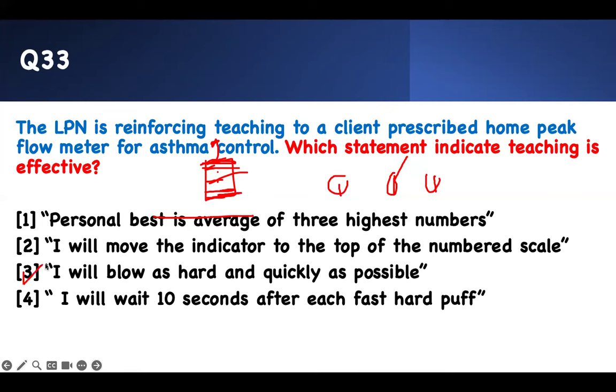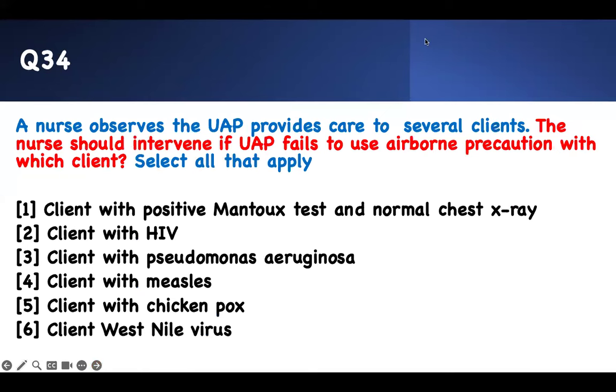"I will wait 10 seconds after each fast, hard cough." 10 seconds is too short. You need 30 seconds. Remember, this is an expiratory problem, so you blow out, not in. You blow what? Out, not in. It's an expiratory problem. Watch for that trap. Okay.